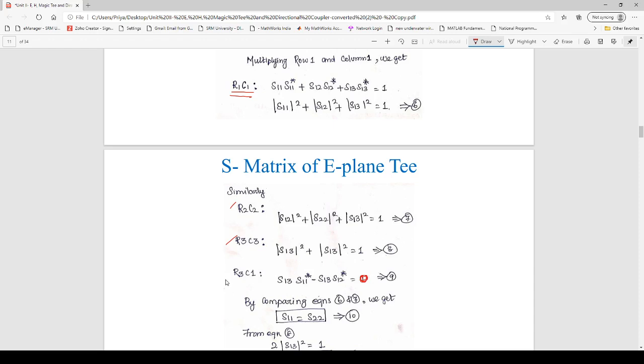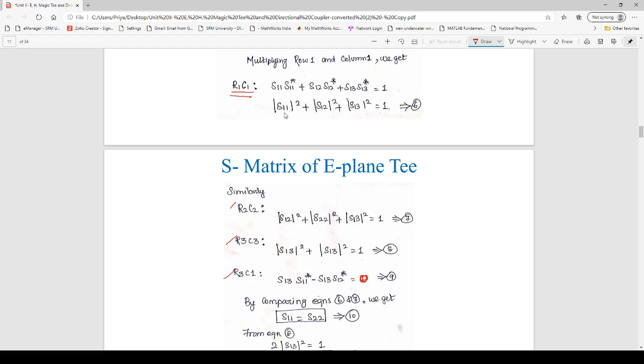Okay, so I am doing it for row 3 and column 1. So I am getting S13 S11 star minus S13 S12 star, which is equal to 0. I have to equate it to 0 because it is a different row and different column. Now I am comparing equation number 6 and equation number 7. From comparing this, what will happen? This S12 S12 star will get cancelled, this S13 S13 star will get cancelled.